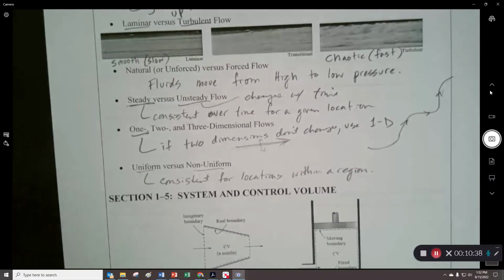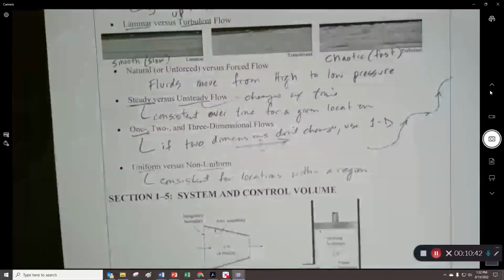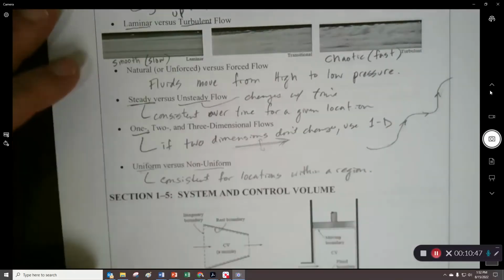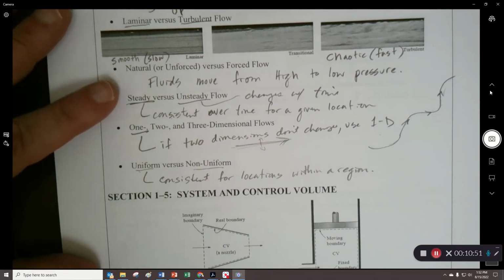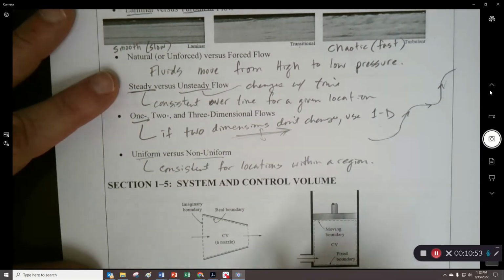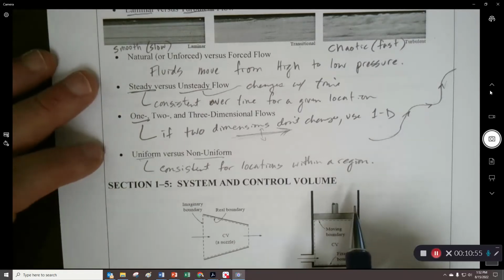So we know it's not going to be consistent everywhere in the entire world, but if you draw a little imaginary box and ask what's happening inside this box? Well, if all of the velocities are the same everywhere inside that box, we could say that it's a uniform flow, as opposed to things moving around in different directions.